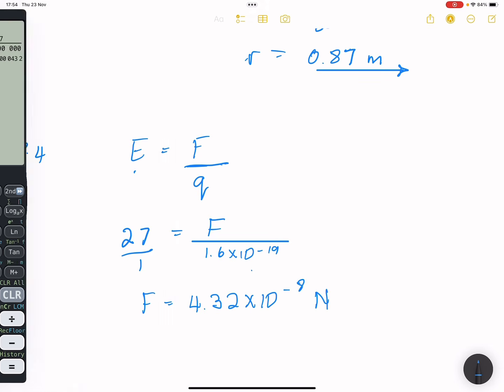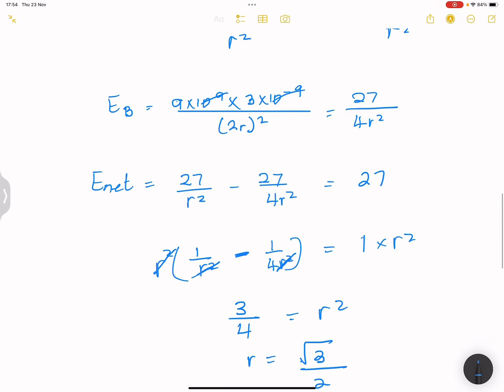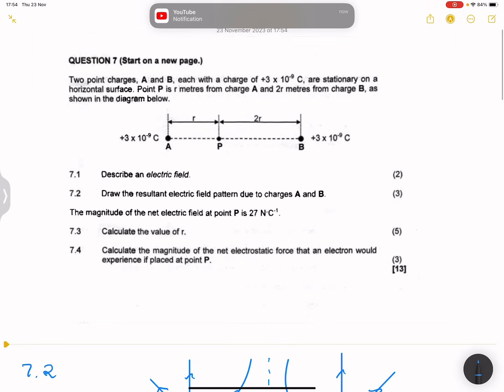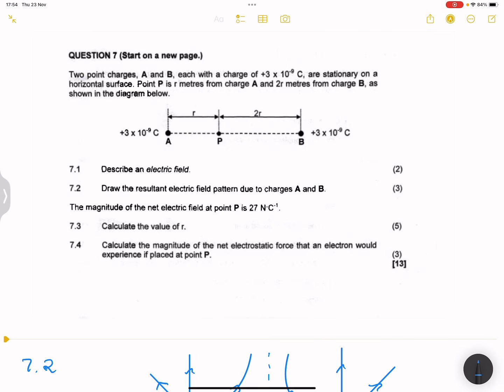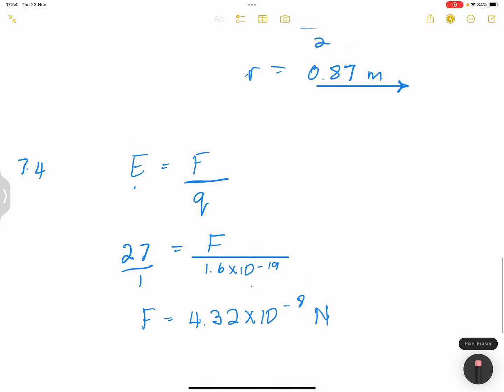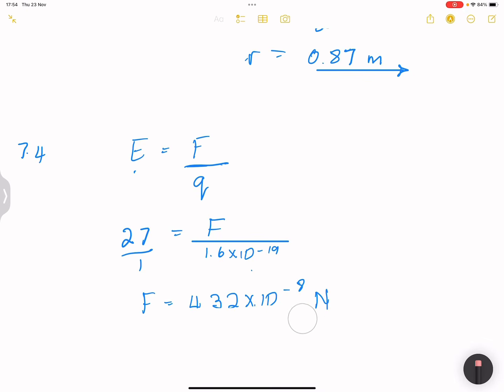That's newtons. Right, so did they say magnitude of the force? Yes, they just said magnitude, so it didn't really matter what the direction is. All right, so I'm just going to leave it at that. Okay, so that is the magnitude of my force.